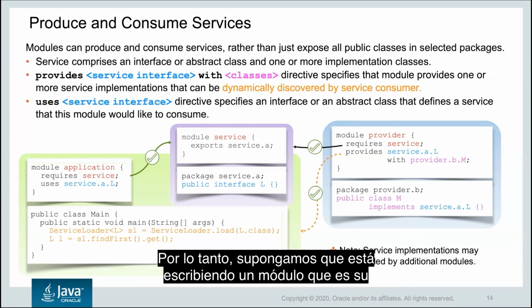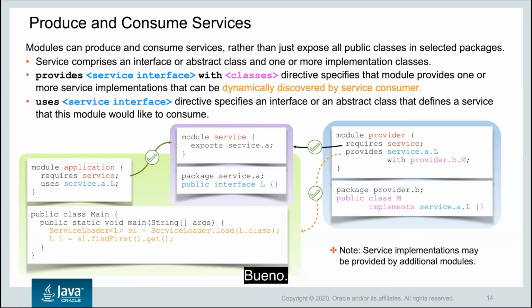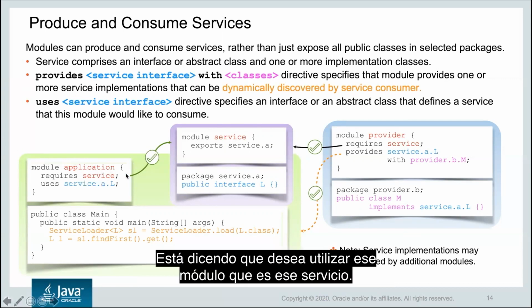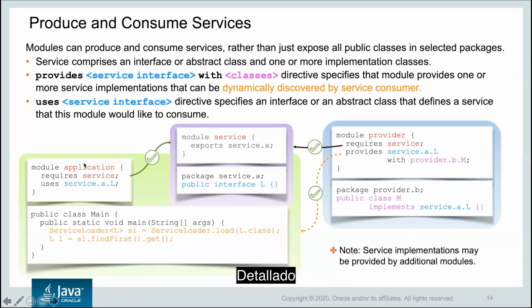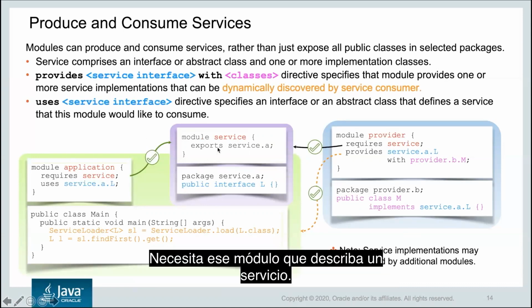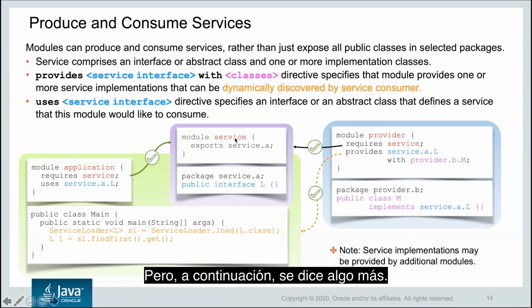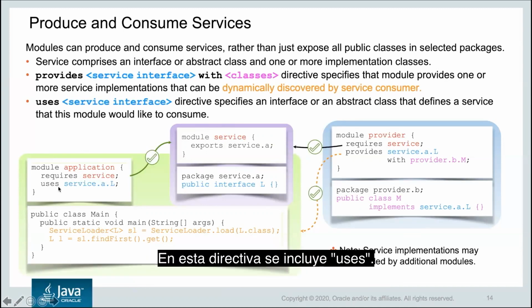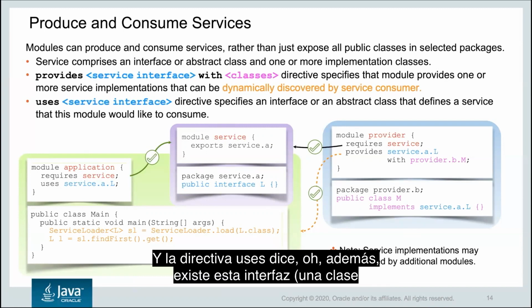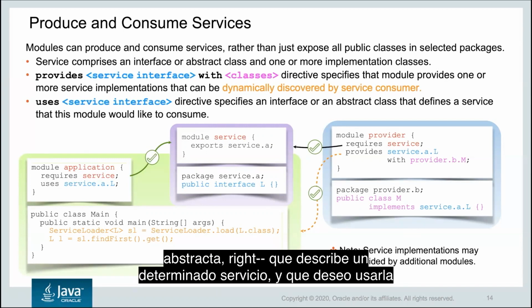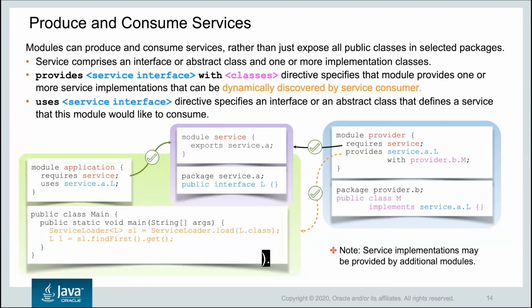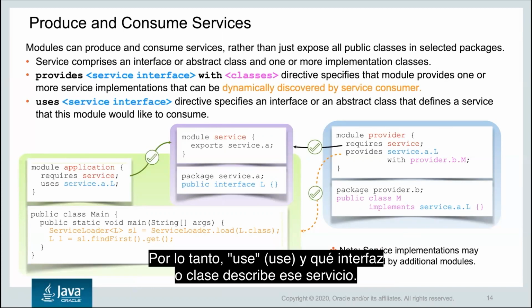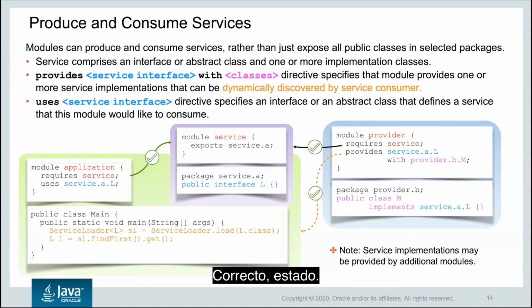So suppose you now write in a module that is your application. You're saying you want to use that module that is that service. Fine, so just a normal requires. You require that module that describes the service. But then you're saying something else. You put in this directive that says uses. And the uses directive says, there is this interface, or abstract class, which describes a certain service and I would like to use it. So uses, and which interface or class describes that service. Okay, lovely. So far so good.